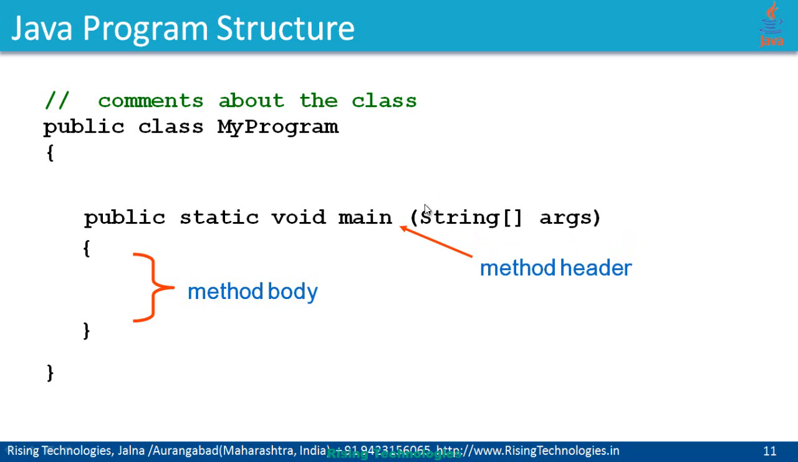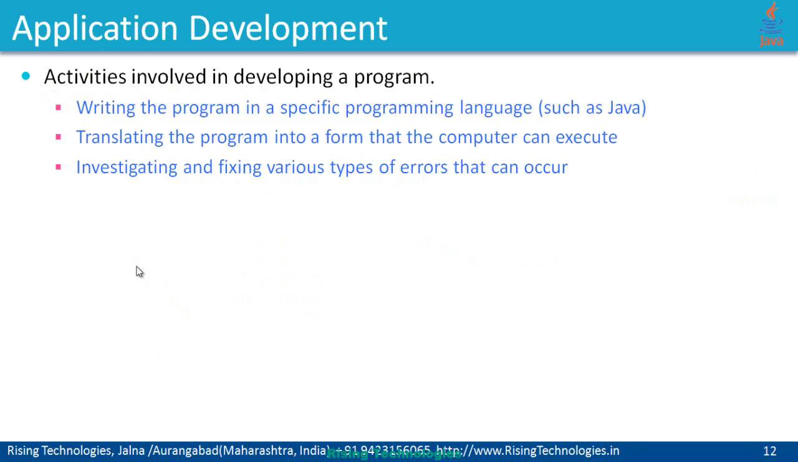While running your Java application from the command prompt, you can pass some arguments to your program, and those arguments are received within this args array. And this is the method body where you can put your executable statements. Along with executable statements, you can write some comments about the class, about the method, and whatever you want to provide help for. Okay, so this is the structure of a simple Java program.